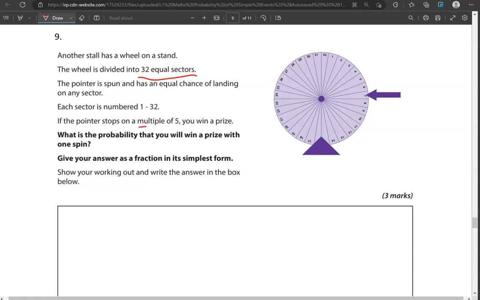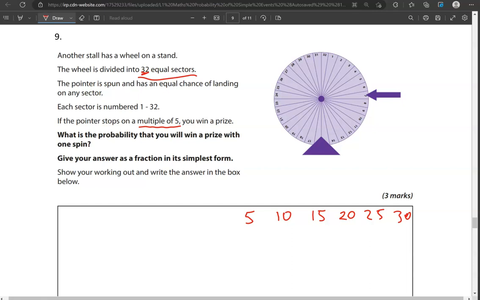So we're looking for multiples of 5. What are multiples of 5? The clue is in the word multiple, multiply. So 5 times 1 gives us 5. 5 is a multiple of 5. 5 times 2 is 10, so 10 is a multiple of 5. 15 is a multiple of 5. 20, 25, 30, 35, 40, and so on. We're only going up to 32, so 30 is more than enough.